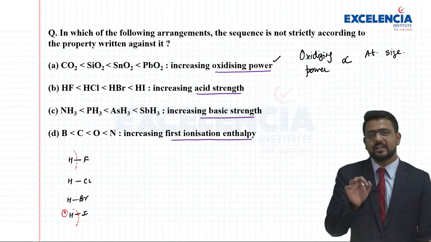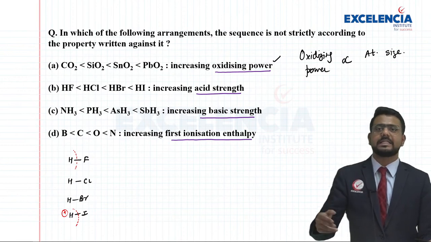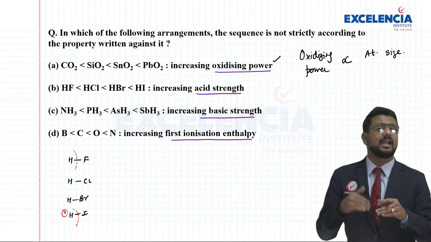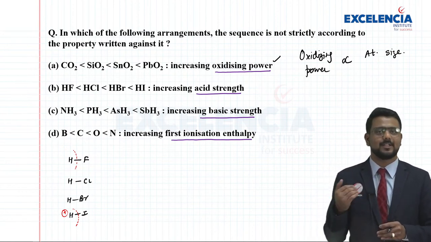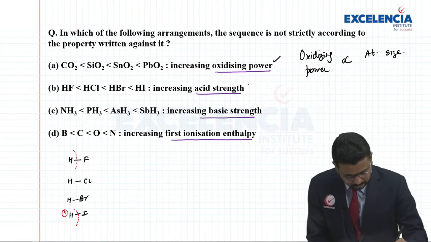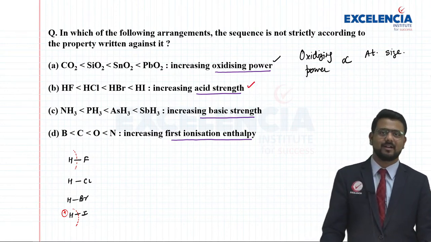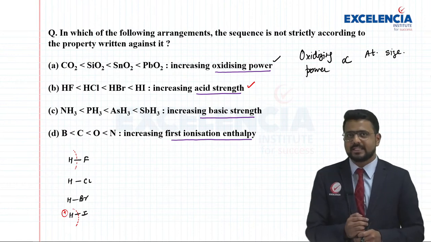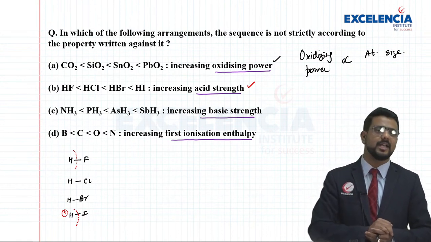So HI is the strongest, then HBr, then HCl, then HF, right? It depends on the bond dissociation energy and how easily they'll be able to give away H plus ions. So definitely this particular option is also a correct option. Next, basic strength for these hydrides. So NH3, PH3, AsH3 and SbH3.